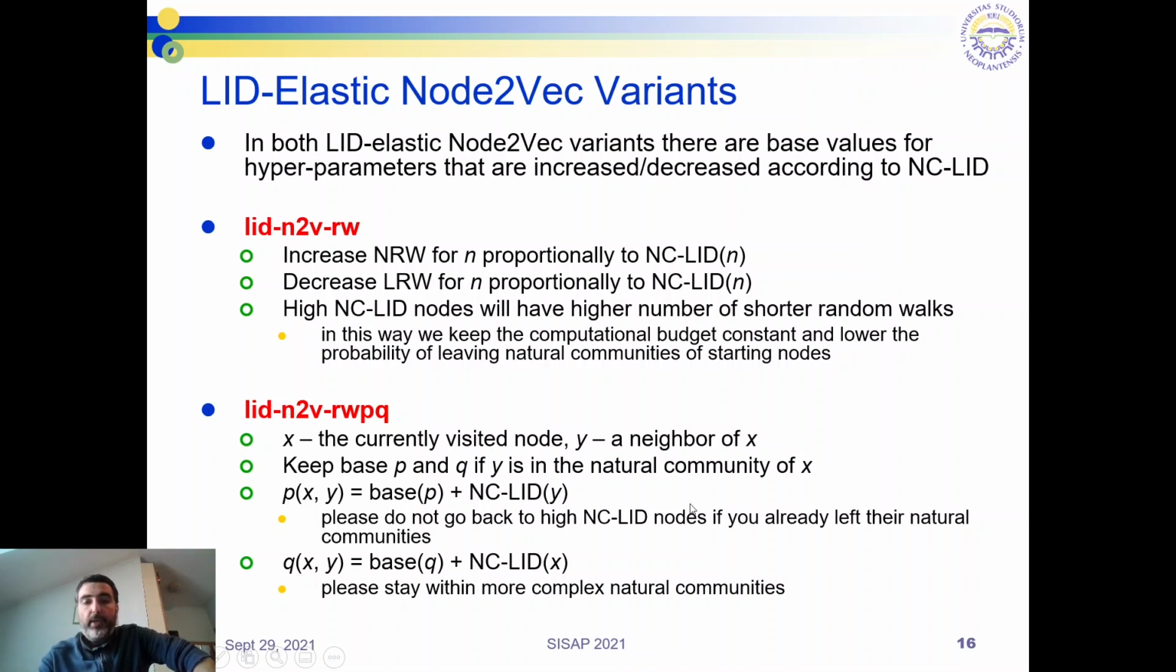And that way we ask the walker not to go back to a high NCLID node if we already left its natural community, so go somewhere else. And as for Q, we will add to it the NCLID of X. And that way we tell it to please stay inside the more complex natural community. We encourage it to stay in and explore more.